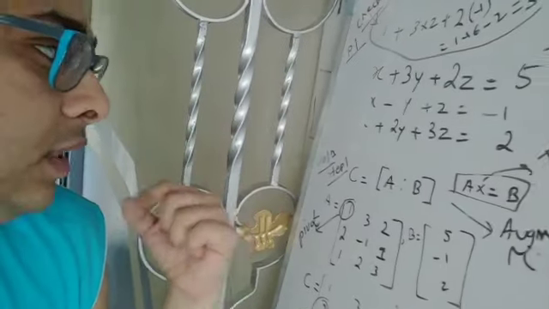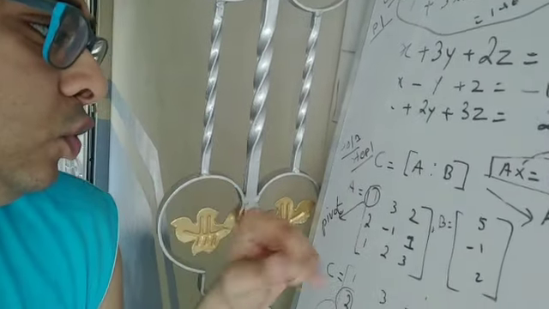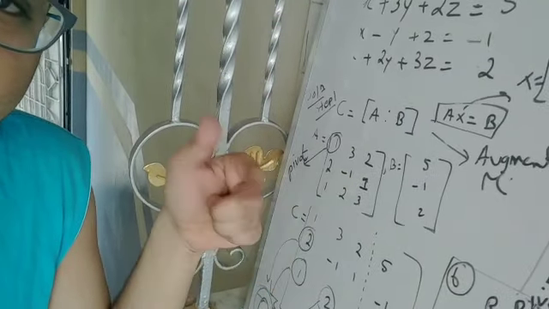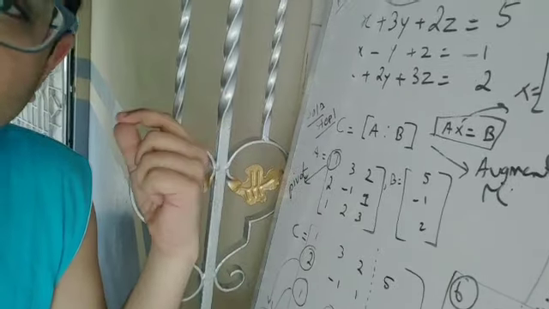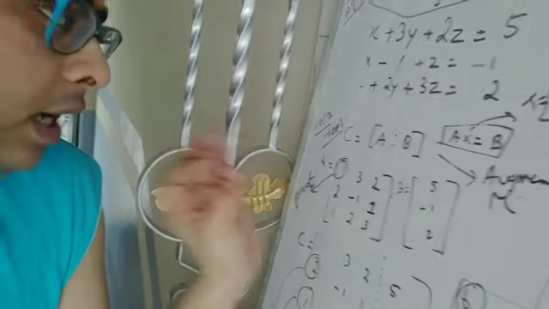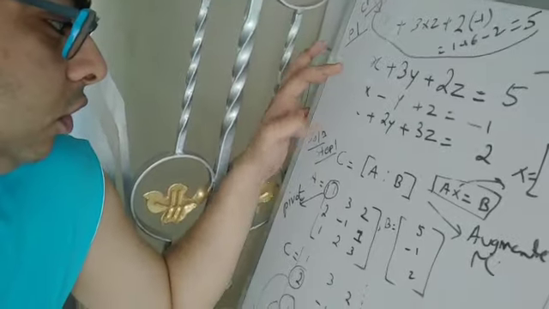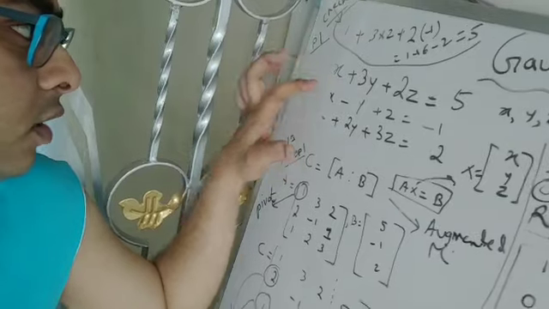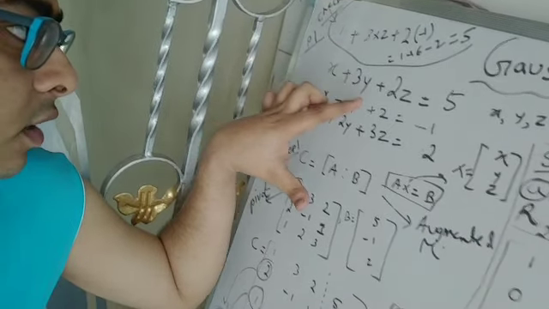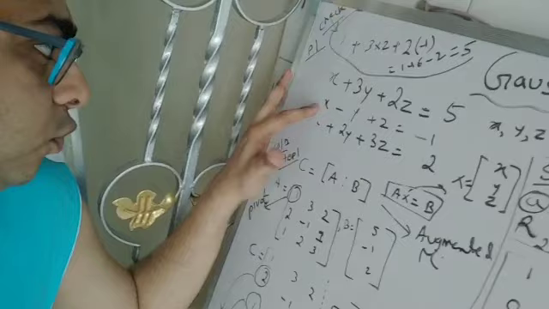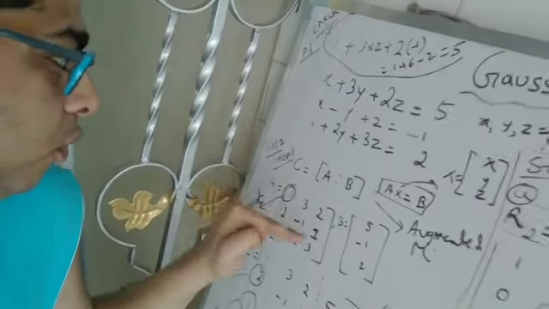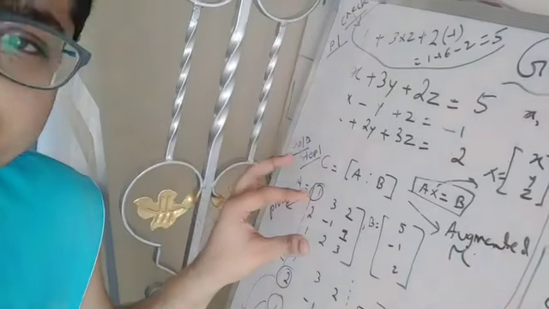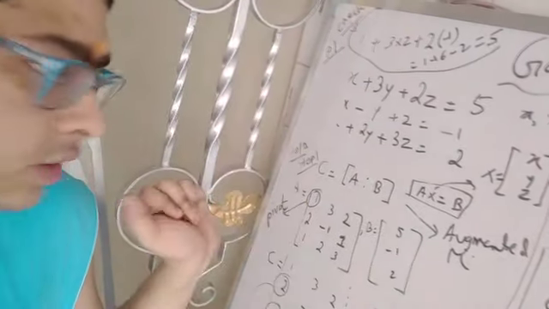So the first step will be to write the coefficient matrix. As the name suggests, you need to pick the coefficients and place them. The coefficient of x here is how much? 1. So 1, the coefficient of y is 3, z is 2. Likewise 1, minus 1, 1, and 1, 2, 3. So this is your A, which contains the coefficients.